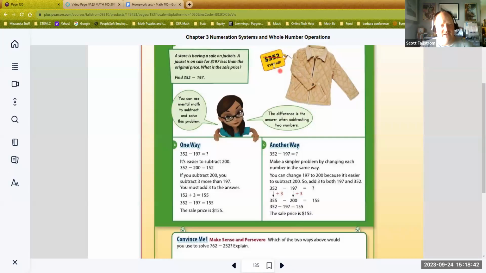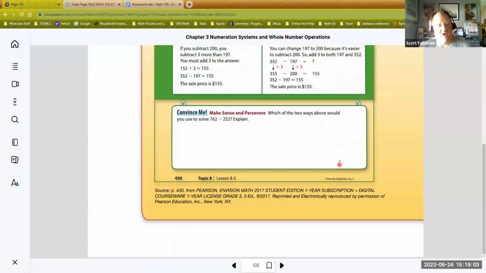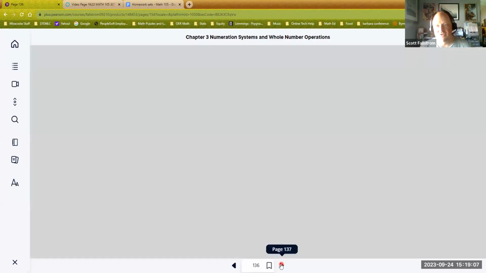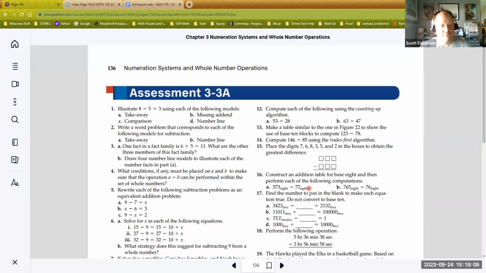They said it's not $352, it's $197 off. Well, to me, subtracting 200 would be way easier. If I take $200 off, that gives me 352 minus 200. I get 152, and that's what they're showing the students as well. Okay. All right. I'll leave it to you. Again, this is a grade 3 one where they're talking about multiple different strategies for solving.